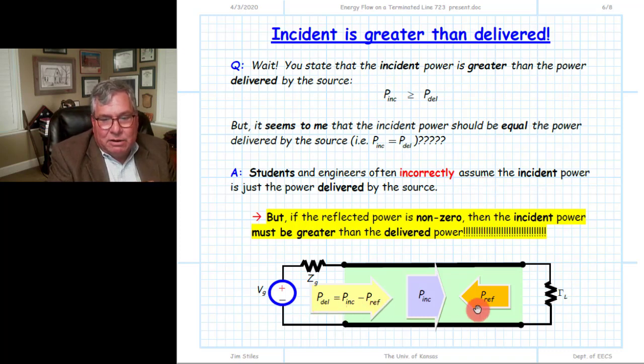If we look at the delivered power and the reflected power, the power that is the largest of the two almost certainly is that incident power. At the very least, the incident power is going to be equal to one or the other of these values.